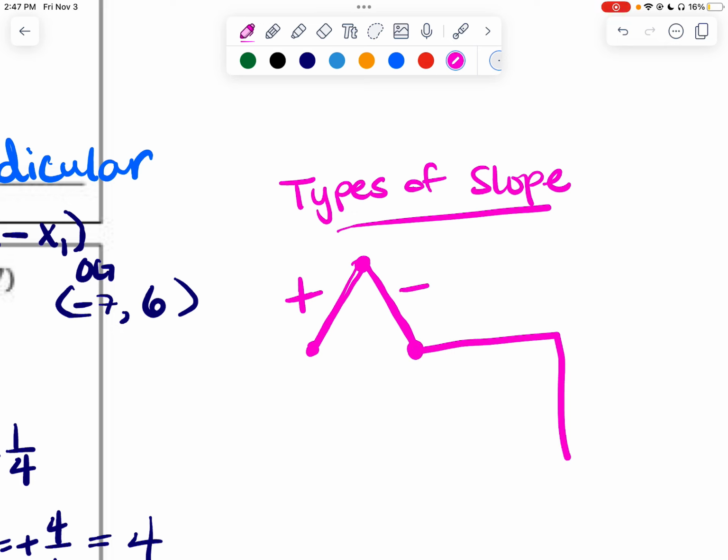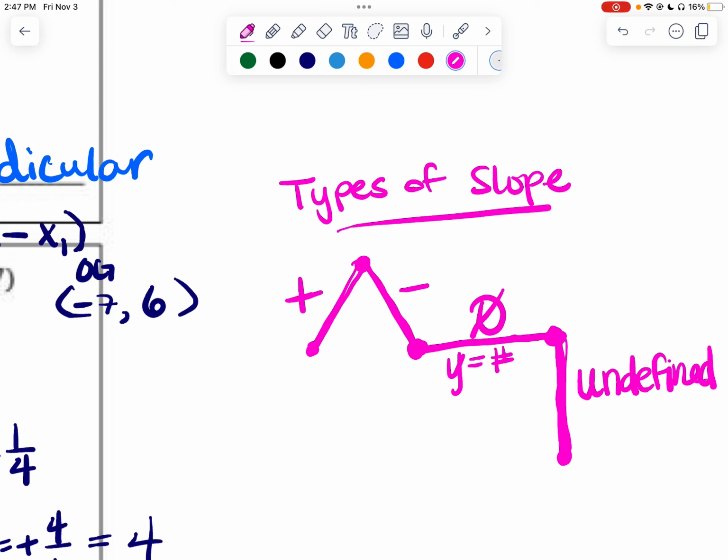If from left to right I just stay still, horizontal the whole time, it's called zero slope. And the equation for that would be y equals a number. And if I'm just on the same line the entire time, I don't even go left and right. I just go up and down, up and down. That's my vertical line. It's got an undefined slope. And the equation for that is x equals a number. So x equals 3, x equals 5. That's all going to give me this line.